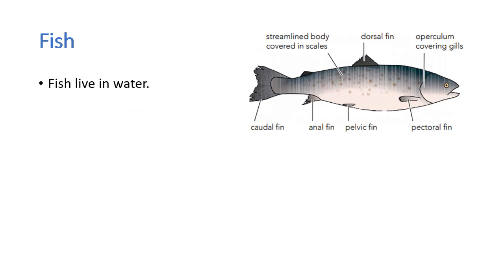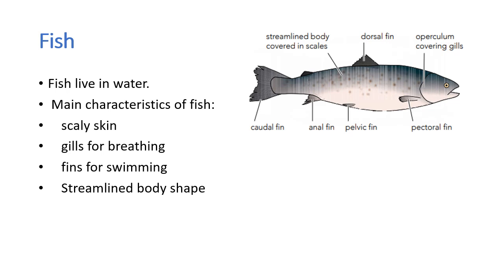Fish live in water. Main characteristics of fish are they have a scaly skin. Their skin is covered with scales and they use gills for breathing. And they also have fins for swimming and their body shape. Most of the fish have a streamlined body shape, which means the two ends are pointed and the middle part is broader. So this streamlined body shape helps them to move easily through water.